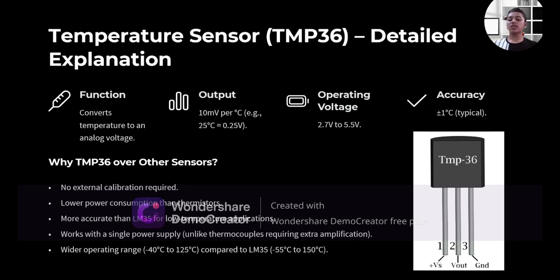Why do we use the TMP36 sensor over other sensors? Because no external calibration is required, it has lower power consumption than a thermistor, it is more accurate than the LM35 for low temperature applications, it works with a single power supply, and it has a wide operating range compared to the LM35. And you can see the diagram of the TMP36 temperature sensor. The first pin represents VCC, the second represents Vout, and the third represents the ground pin.